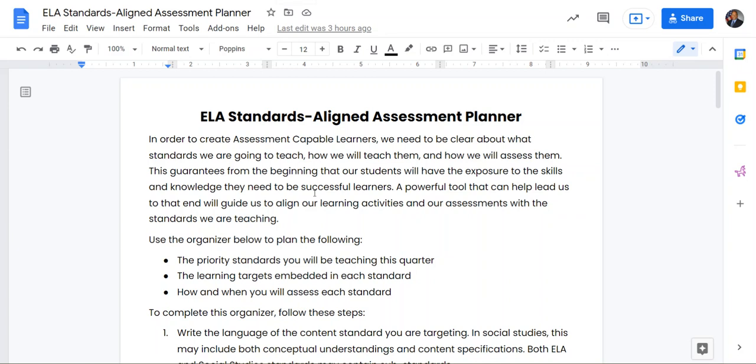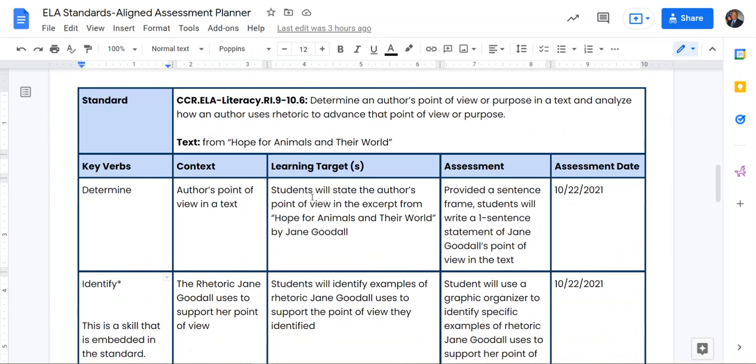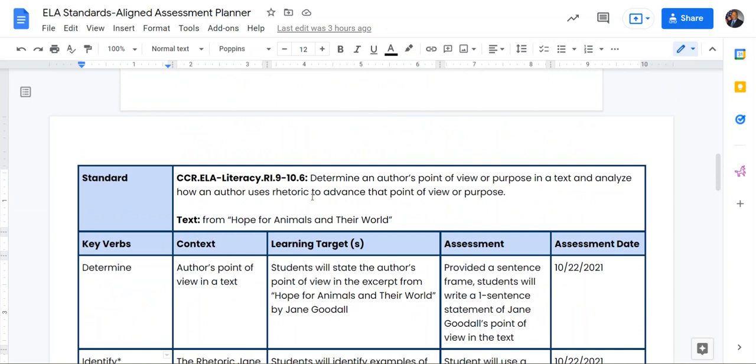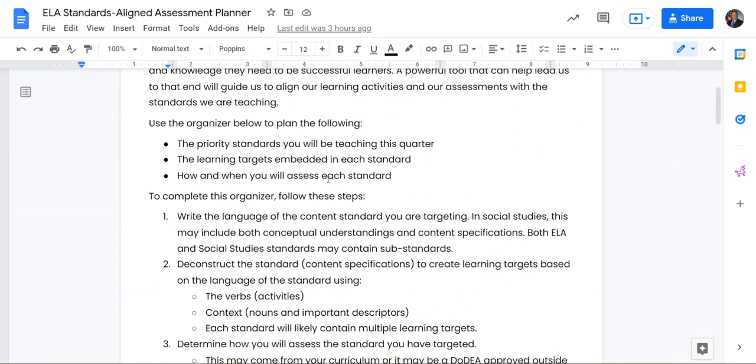So to quickly review, this document comes in two parts. The first part is the instructions for how to use it, and the second part is a graphic organizer that you will use to unpack your standards, create learning targets, and figure out how to assess those standards. So that's the things you're going to be planning, as is highlighted in this bulleted list here: identifying your priority standards, identifying the learning targets embedded in those standards, then how and when you're going to assess each standard and each learning target within the standard.